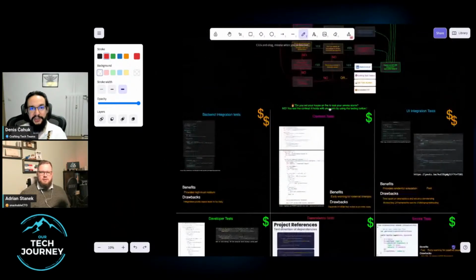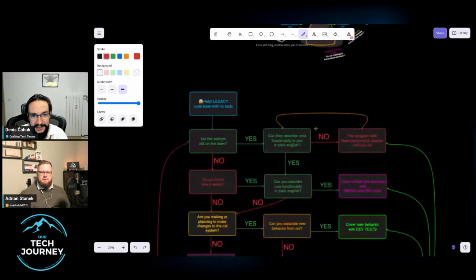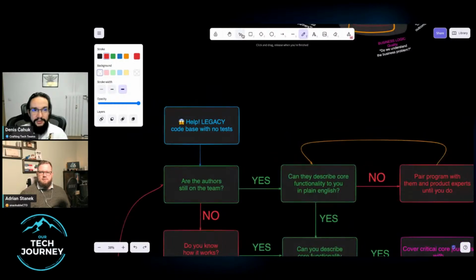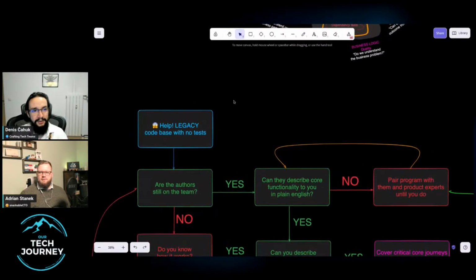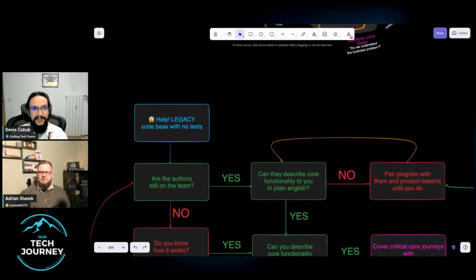Legacy systems, you say? Well, I'm glad you asked, Adrian, because look, I have a flowchart. Oh, yeah. Look, this is why you're here probably, and I see we still have 30 plus people here. So let's play a game. Here's Dennis's flowchart for dealing with legacy systems and coaching and everything involved.